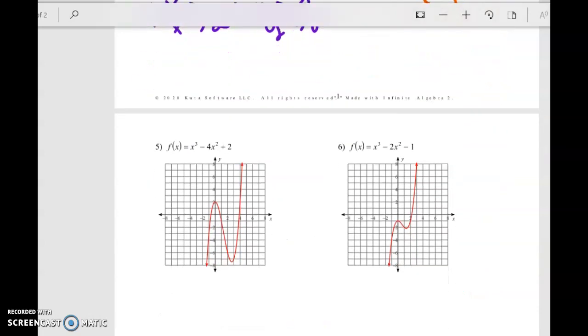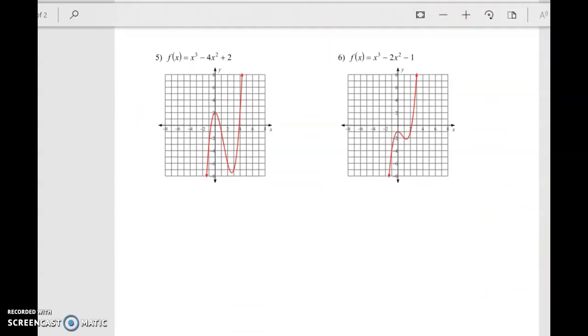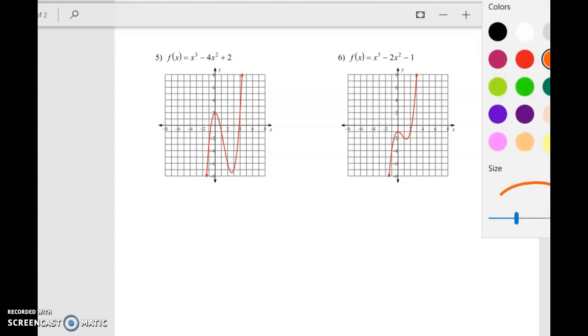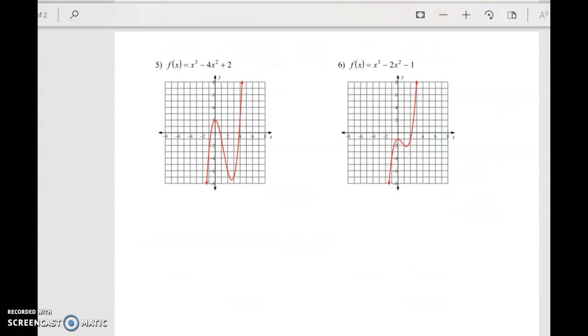Let's just look at one more really quick. So same idea in question 5 and 6. So in question 5, if I start with my mins and maxes, A was mins and maxes. I got one maximum right there and one minimum right here. So I'm just going to say I got a max at 0, 2. I'm not going to be too picky on the accuracy as long as it's close. And it looks like I have a minimum at 3, negative 7.5.